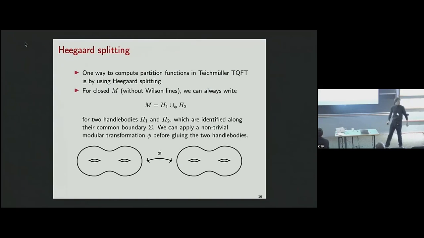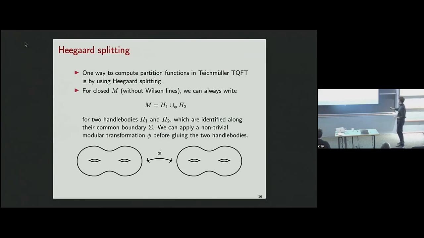And one solution that we came up with is to consider Heegaard splittings. That is a prescription, one way to compute partition functions consistently in this TQFT. And a Heegaard splitting is just a very simple thing. If you're given any 3-manifold, you can always write it as the union of 2 handlebodies. A handlebody is literally, take a Riemann surface and imagine this being filled. That's a handlebody. And you take 2 of those and you identify them on the boundary. So you get some closed 3D manifold.